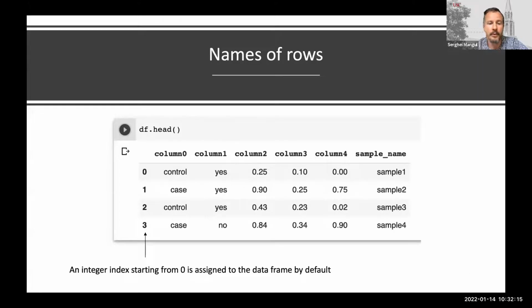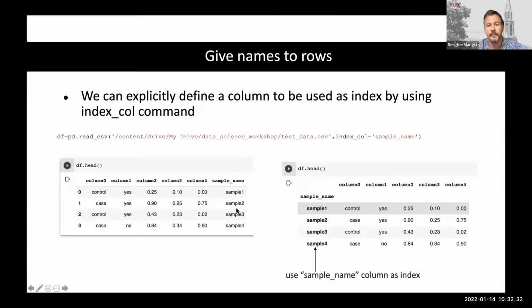Okay, names of the rows, right? By default, it's just numbers from 0 to whatever, right? That's by default. So there are no real names, but you can change that. So we can give names.